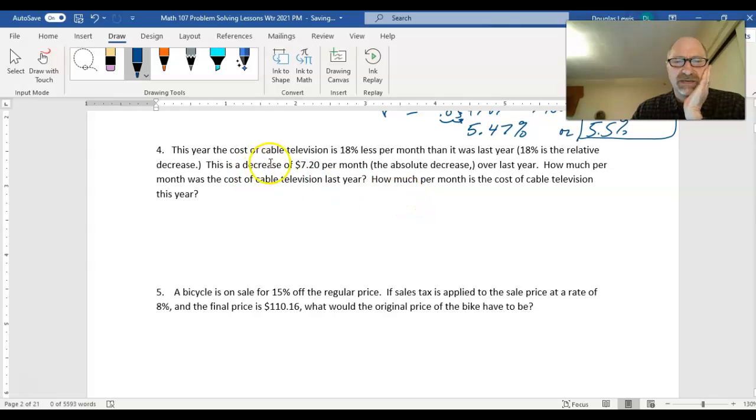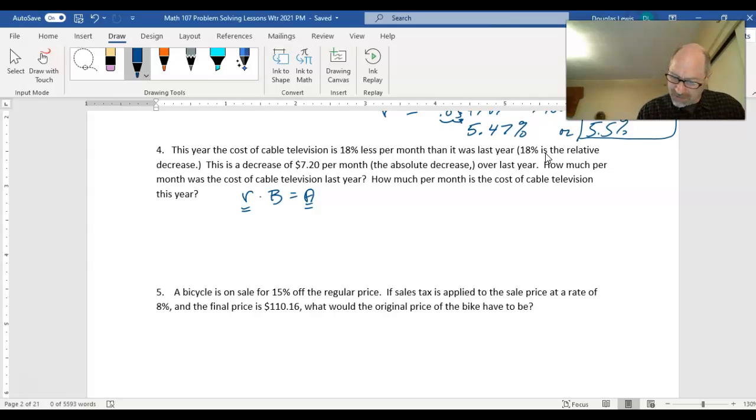This year the cost of cable television is 18% less per month than it was last year. Now, of course, since it's a percent, that's a relative decrease. That's a decrease of $7.20 per month. So that gives us the absolute decrease. So we have these corresponding items, the relative decrease and the absolute decrease. That allows us to use this formula, R times B equals A, because these two correspond. They're both decreases. One's the relative, the percent, and one's the absolute.